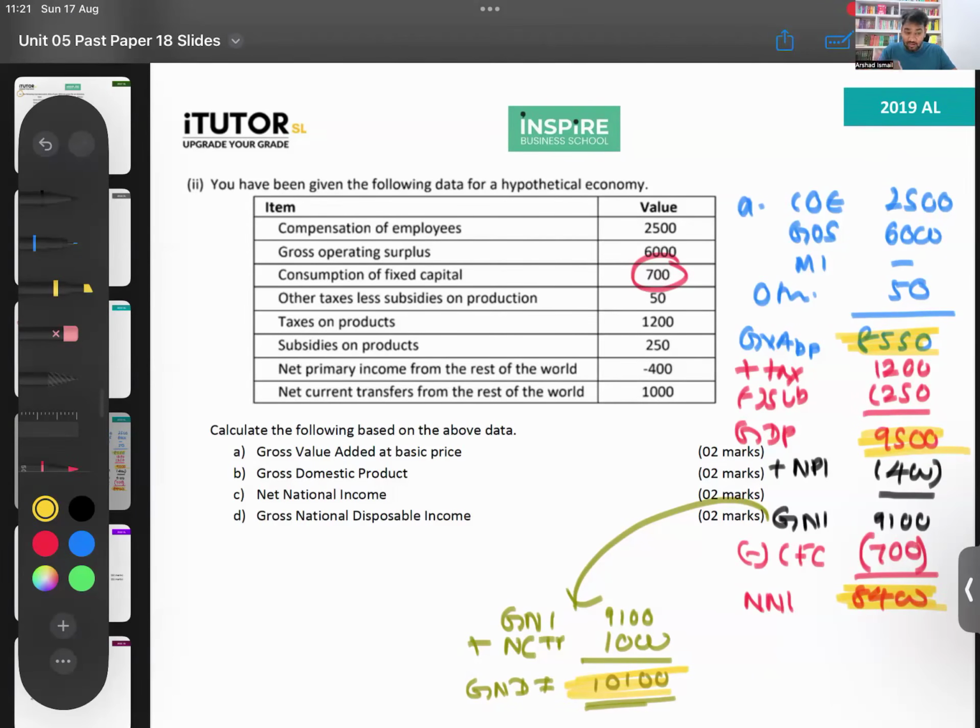Now, sometimes they might give you other stuff to confuse you. That also they haven't done. So it's the easiest 8 marks that you can ever get.